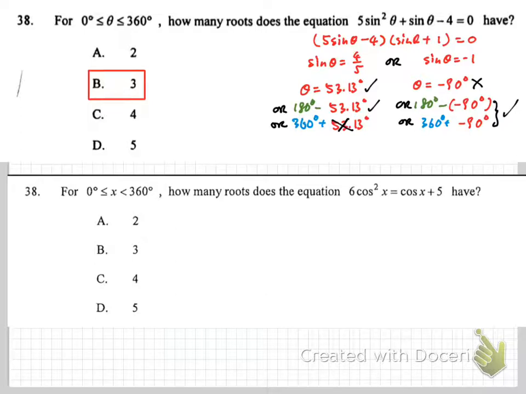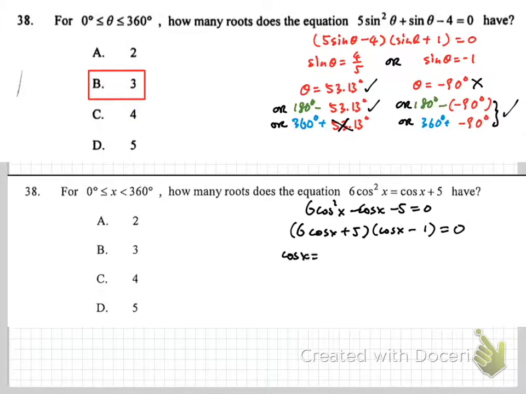The next question is very similar, right? We have 6 cosine square x is cosine x plus 5, right? So you can have 6 cosine square x minus cosine x minus 5 equals 0. So once again, we can do the factorization, or we can use the calculator to get the answer. But I think it is something like this, all right? So we have cosine x is minus 5/6, or cosine x is 1, all right?